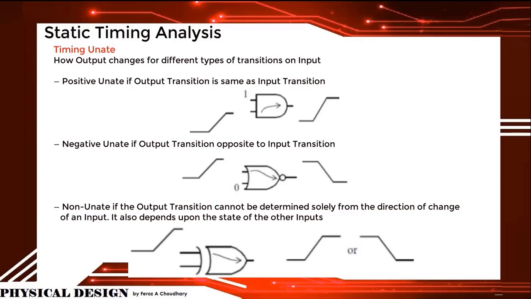In a non-unate timing arc, the output transition cannot be determined solely from the direction of change of an input but also depends upon the state of the other input. For example, the timing arcs in an XOR cell, exclusive OR, are non-unate. Unateness is important for timing as it specifies how the edges, that is transitions, can be propagated through a cell, how they appear at the output of a cell. One can take advantage of the non-unateness property of timing arc, such as when an XOR cell is used to invert the polarity of a clock.